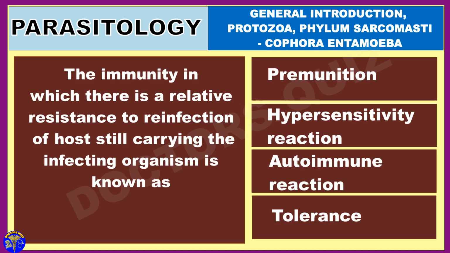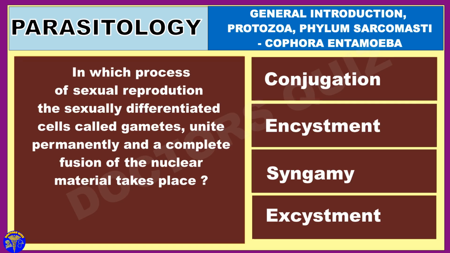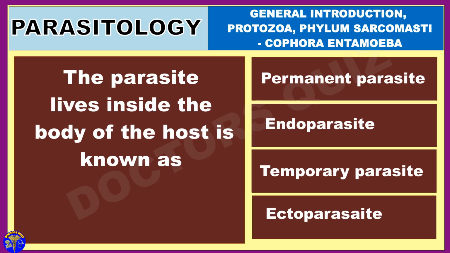The immunity in which there is a latent resistance to reinfection of host still carrying the infecting organism is known as premonition. In which process of sexual reproduction, the sexually differentiated cells called gametes unite permanently and a complete fusion of the nuclear material takes place? Syngamy. The parasite lives inside the body of the host is known as endoparasite.